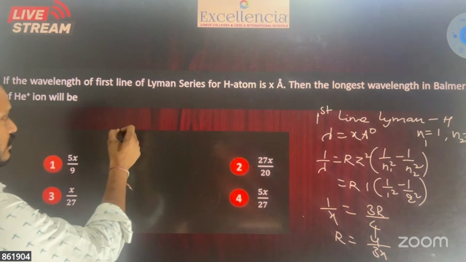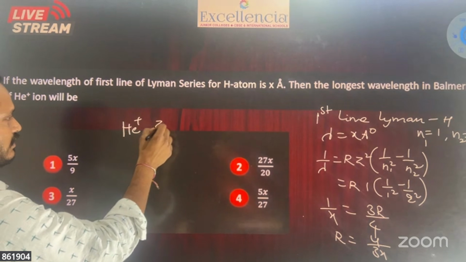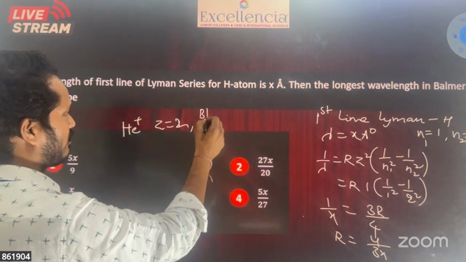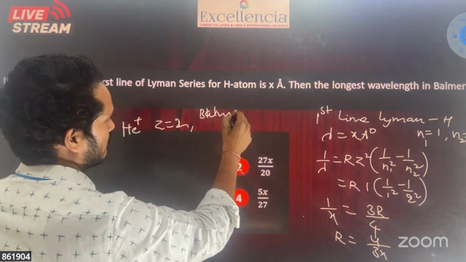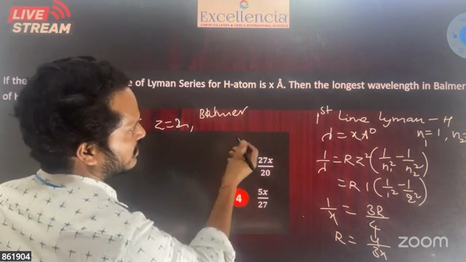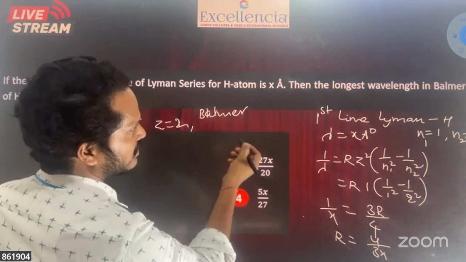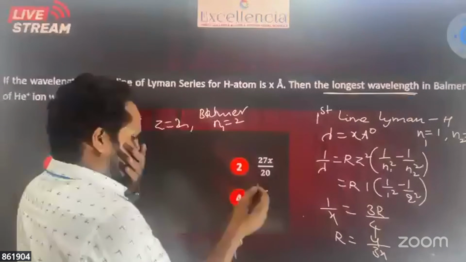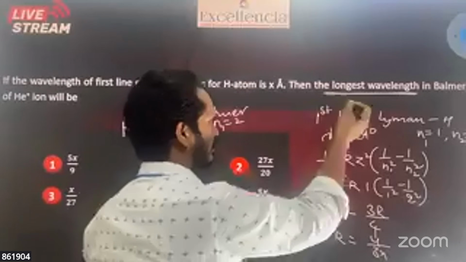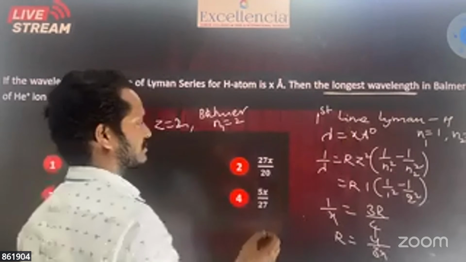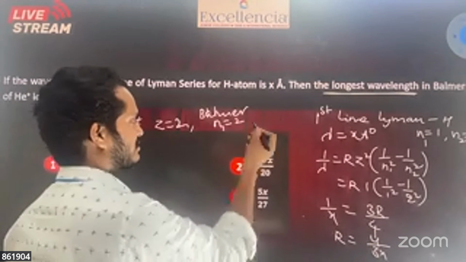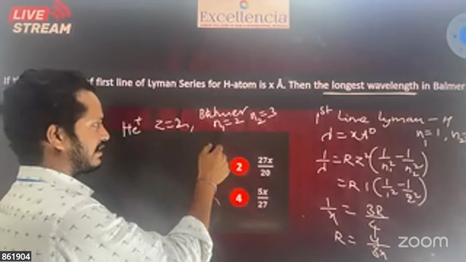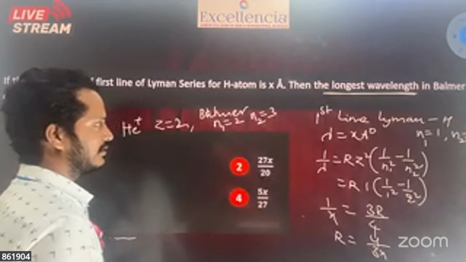Helium plus, whose atomic number is 2. For the Balmer series, n1 is 2. Here the longest wavelength is given. Longest wavelength means the smallest energy difference, so definitely n2 will be 3. For the Balmer series, n1 is 2, and for the longest wavelength, n2 will be 3.